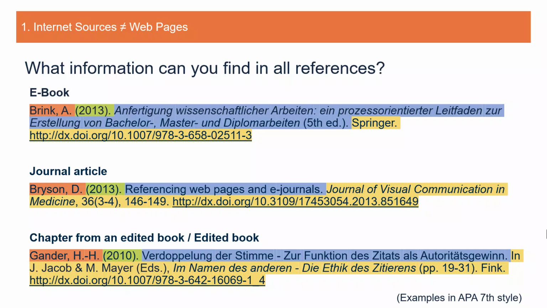And then, of course, we always need the information which journal, which issue, where was the book published. So then we always need the information to find the journal or the book. So it always tells us where the work we want to cite was published.